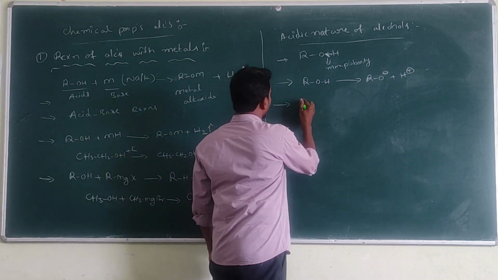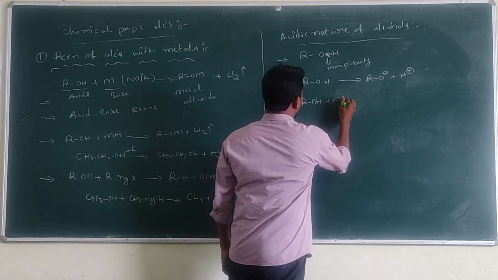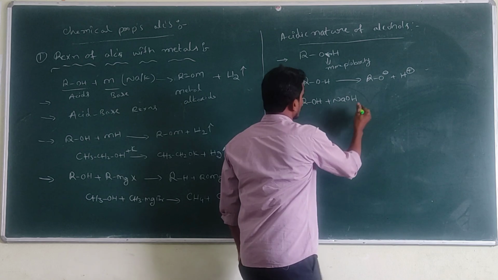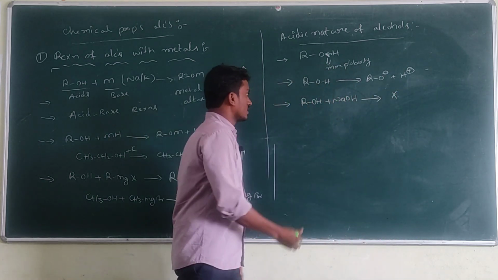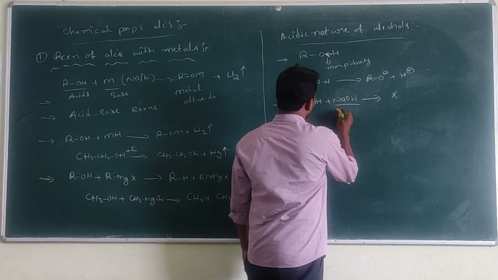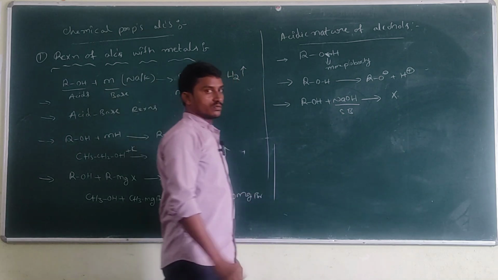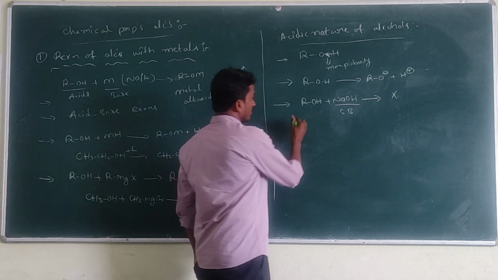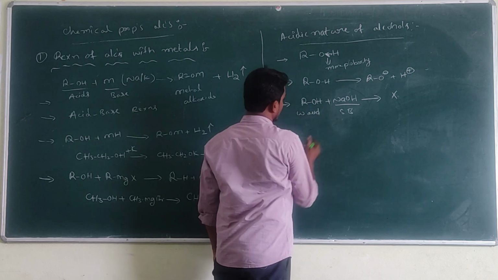Even in the presence of strong bases like NaOH or KOH, the reaction does not take place. Even with a strong base, alcohol does not react with NaOH because it is a very weak acid.